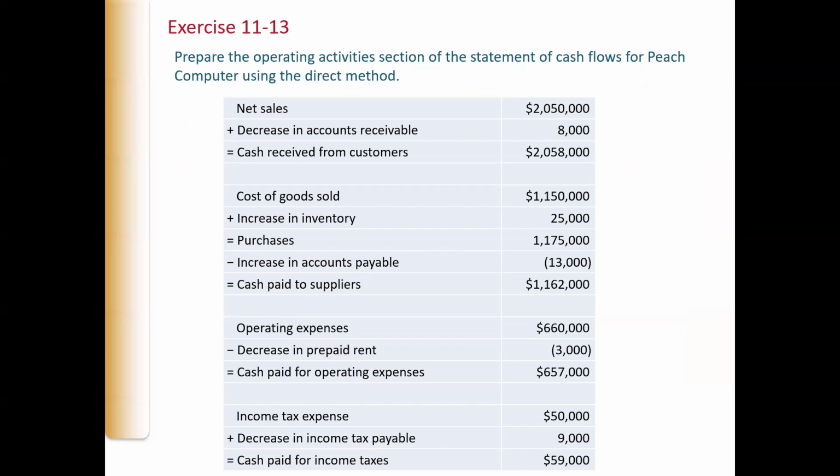So it shows us various information here. So our net sales, and then our decrease in accounts receivable, we would add to come up with cash received from customers.